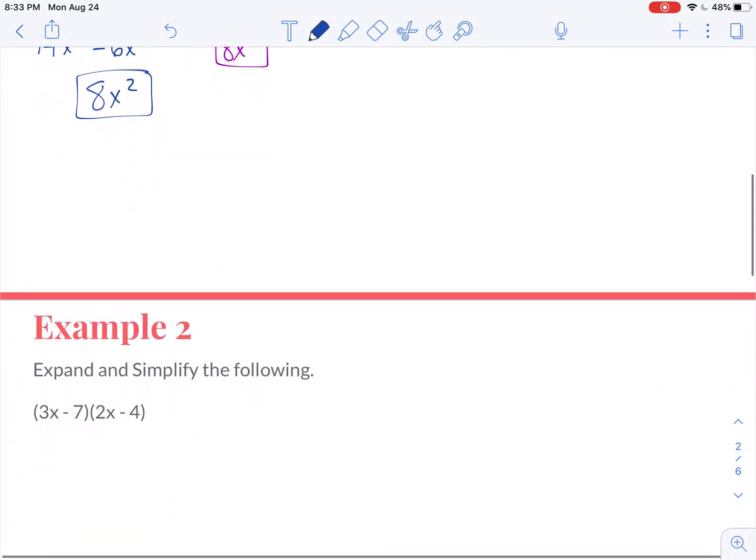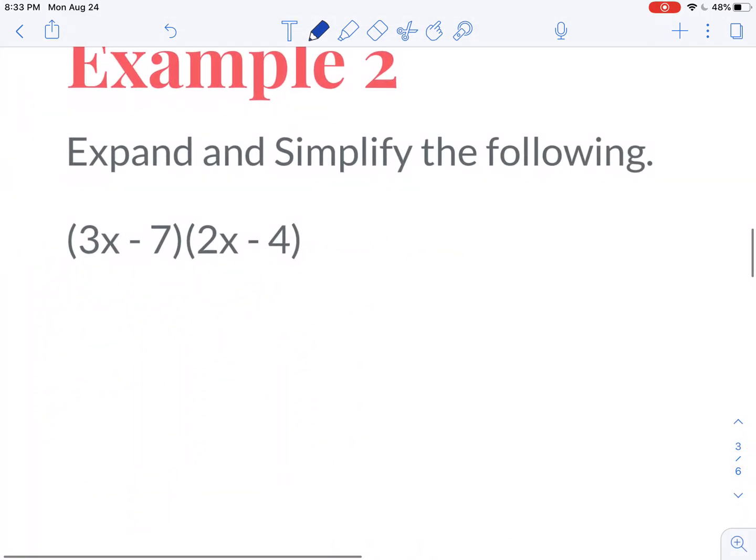It gets a little bit more complicated. So here, I say the word expand all the time. You've probably heard this referred to as FOIL in the case of when you're multiplying two binomials. I hate the term FOIL because once we get beyond two binomials, we're not talking about first, outer, inner, last anymore. Expand, expand, expand, expand. Whenever I say the word expand, that means multiply them out.